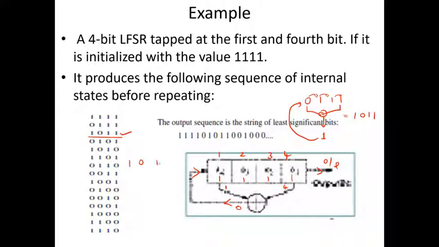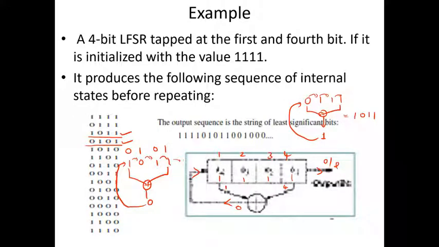Next you start with 1, 0, 1, 1. XOR the last two bits. You will get 1 XOR 1 is a 0. Bring this 0 to this position. Shift everything right once, so you will have 0, 1, 0, 1. This one goes out. So the next state is 0, 1, 0, 1 in the shift register. Likewise, if you go on continuing, you will get 16 states, all of which are different.